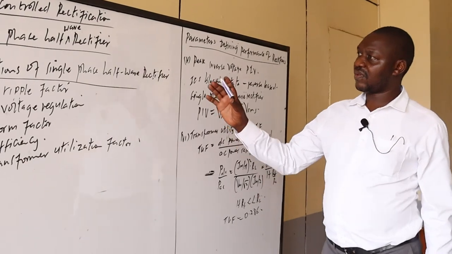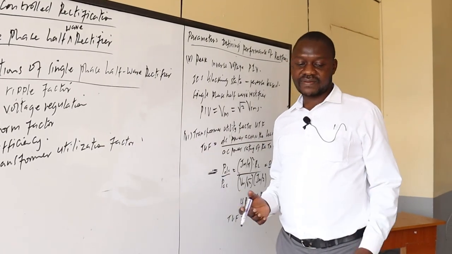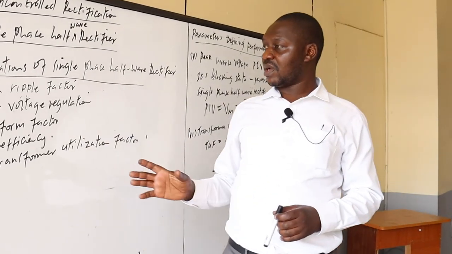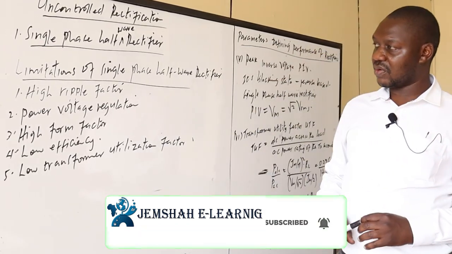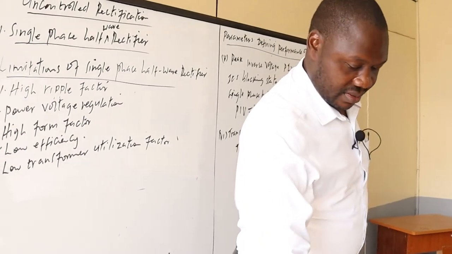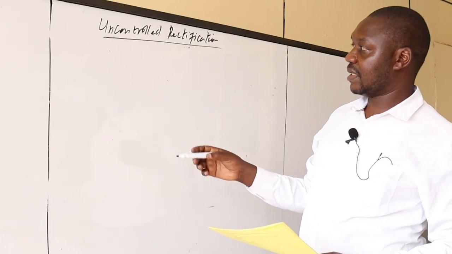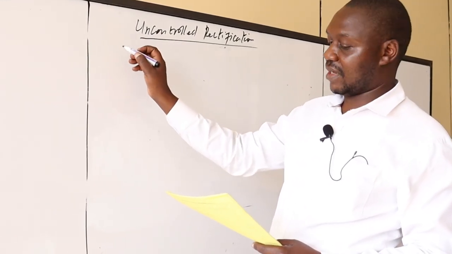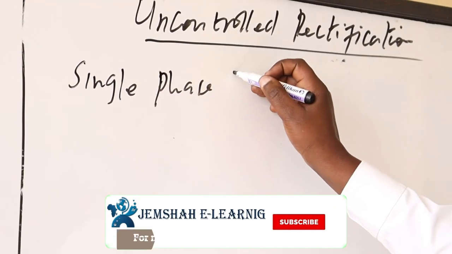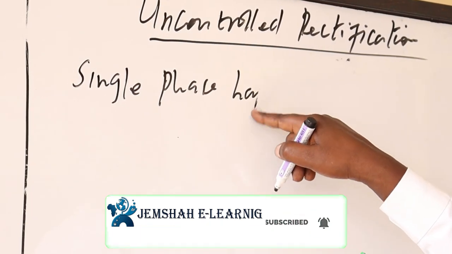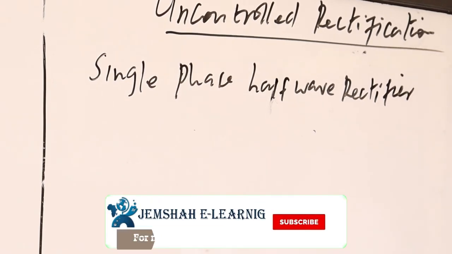For what we have gone through here, we were considering a case whereby our load was purely resistive. So now we can go through a circuit which contains an inductive load. We shall look at the circuit and how the waveforms will appear. We consider a circuit which contains resistance and inductor: a single phase half wave rectifier with RL.